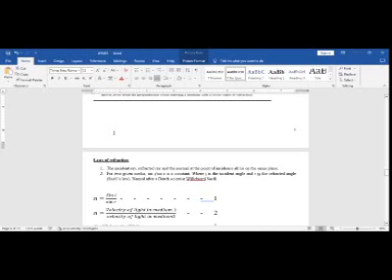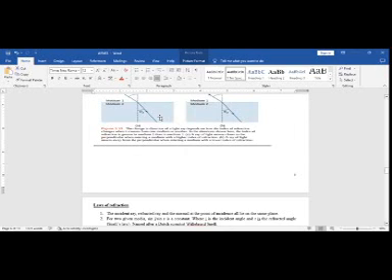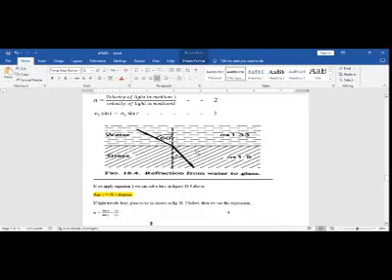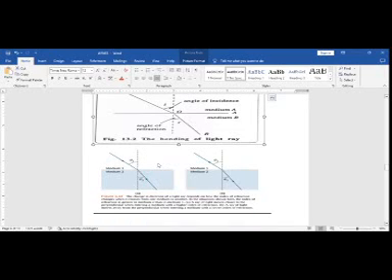The second law states that for two given media, the ratio of the sine of the incident angle to the sine of the refracted angle is a constant. I come again. For two given media, let's consider this. This one is water and this is glass. So those are two different media.